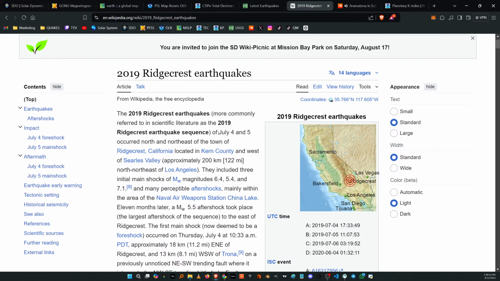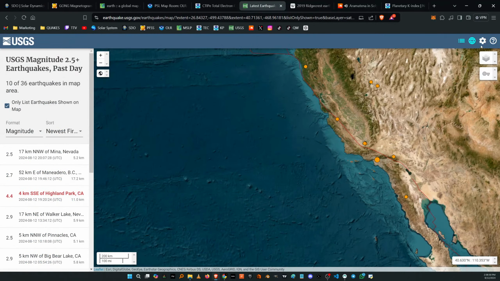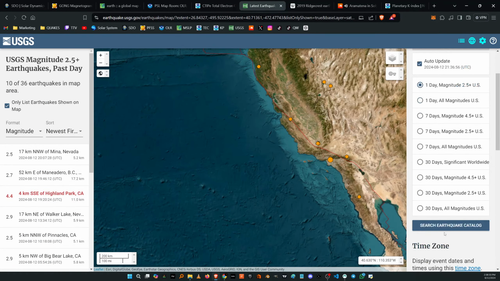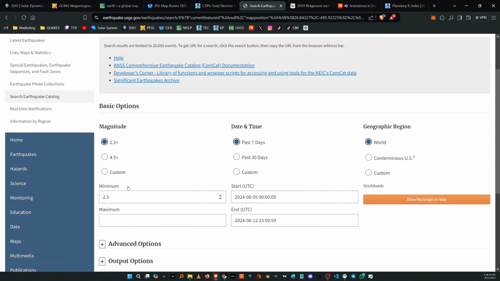So I just want to get the dates here. July 4th, 2019. You can go over here to USGS and search the earthquake catalog. What we want is a minimum of, let's say, 3.5. Usually for precursors, you want to go at least 4 magnitude, but I'm just going to do 3.5 to illustrate what I'm talking about. We'll put the maximum at 6.0. And then we want this to be 2019.